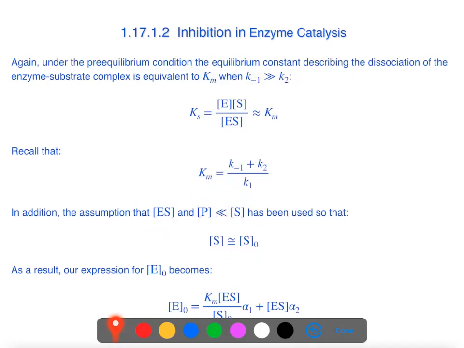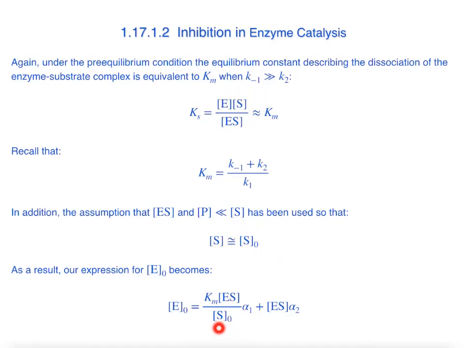So if we take these factors into account, we take this expression and we solve for the concentration of the enzyme, we're going to end up with Km multiplied by the concentration of the enzyme substrate complex, all divided by the concentration of the substrate. And then if we substitute in for that concentration of the substrate with the initial concentration of the substrate, we end up with the following expression. So our initial enzyme concentration can be written in this way.